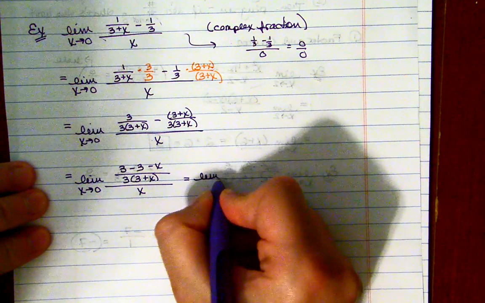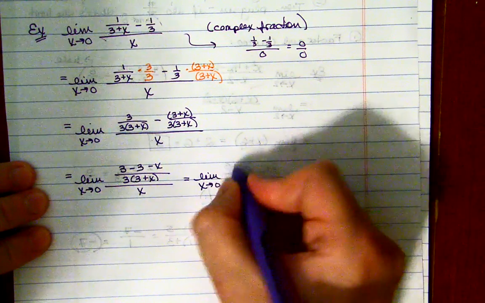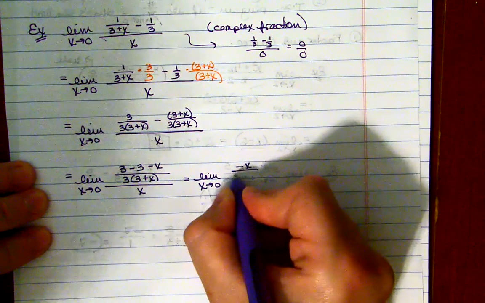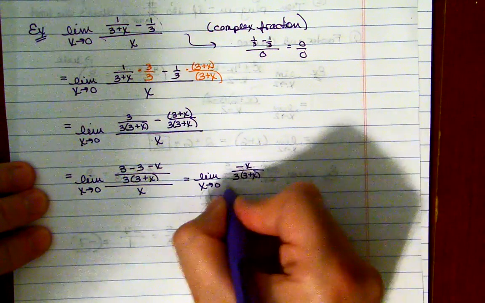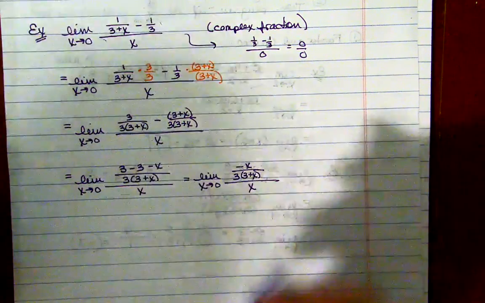So I'm going to get the limit as x approaches 0. Make sure you're writing those limit symbols. I know it's a pain, but you'll lose points on the AP exam if you're not showing that on the free response. So make sure you're being good with your notation. And I get this thing.